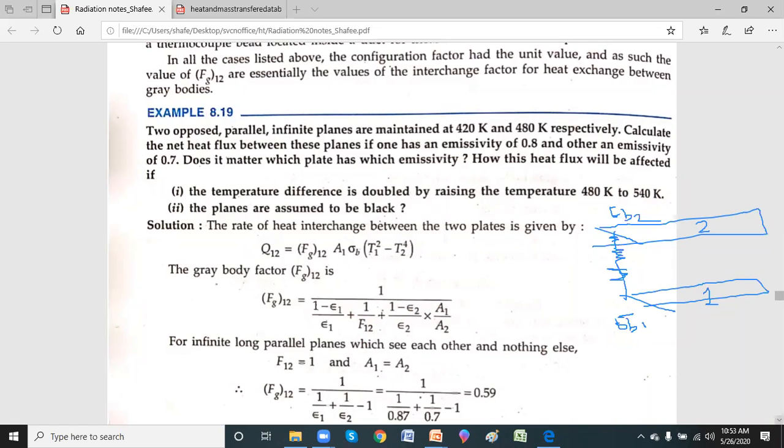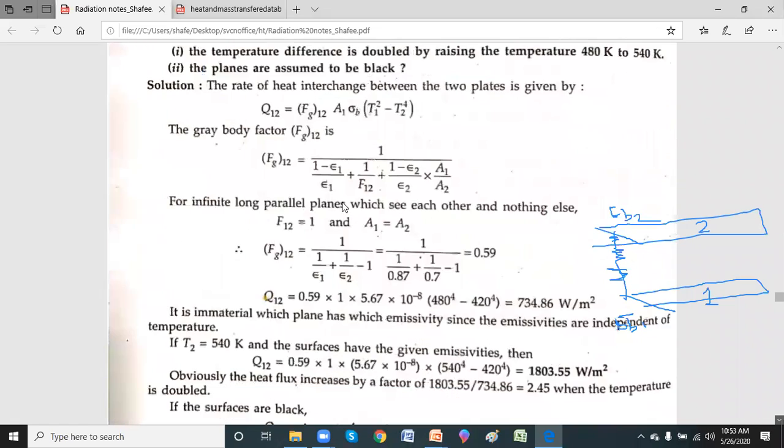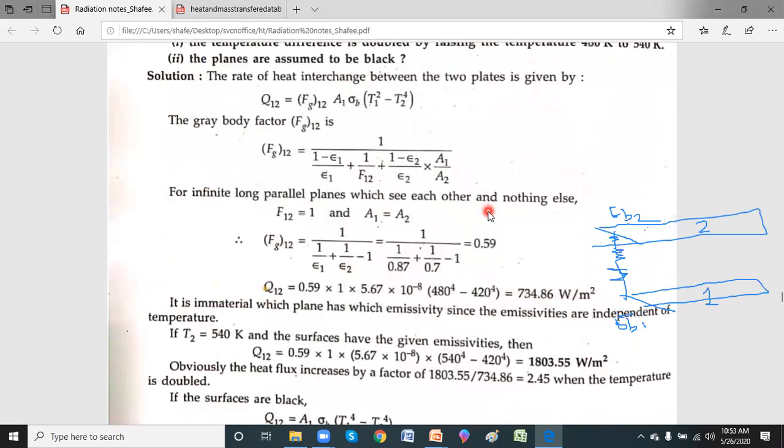Now see how they have solved this problem. For infinite long parallel planes which see each other, nothing is mentioned about the area of the two plates, so I can assume that both have the same area, and F12 equals 1 because they are infinite parallel planes. First, try to find out the gray body factor, that is FG12. You got that as 0.59, and if you substitute in this formula, it becomes Q12. How much is the radiation heat transfer from the first surface to the second surface? That is Q12, with FG12 as 0.59.